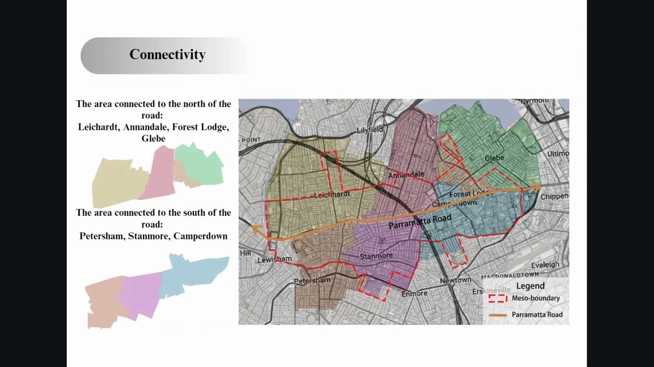And this mesoscopic road mainly contains the areas near Sydney Central and Broadway, providing convenient transportation between the local area and Sydney's central area.